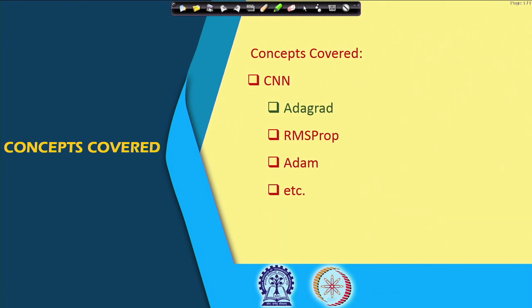So in today's class we will talk about two more algorithms. One of them is RMSProp and the other one is ADAM, and we will also see an algorithm which is very closely related to RMSProp.